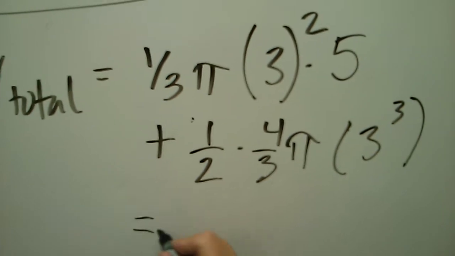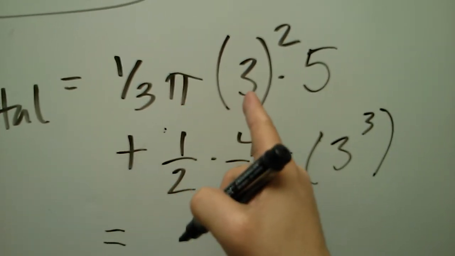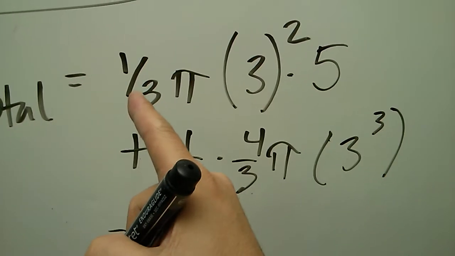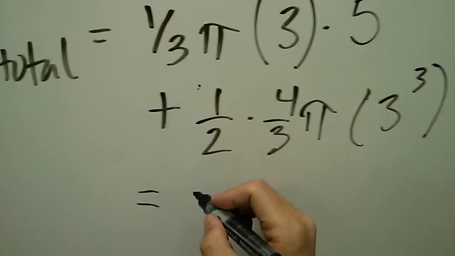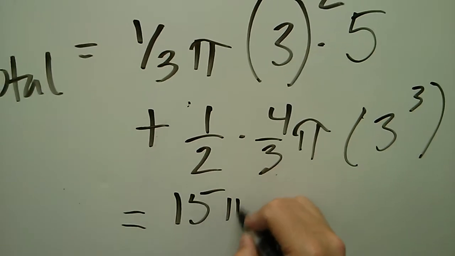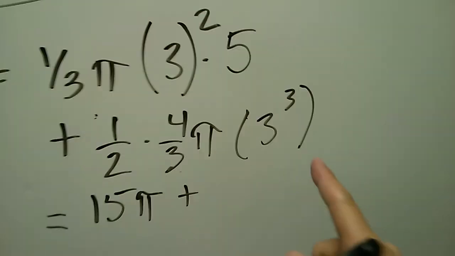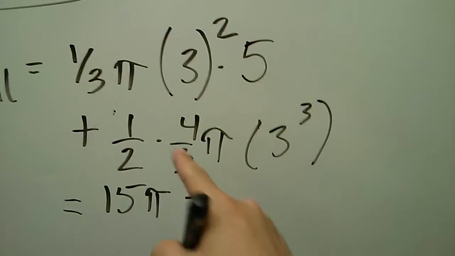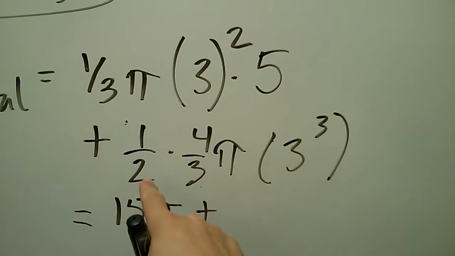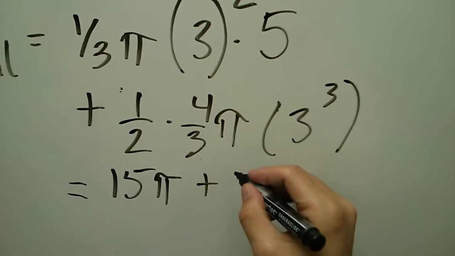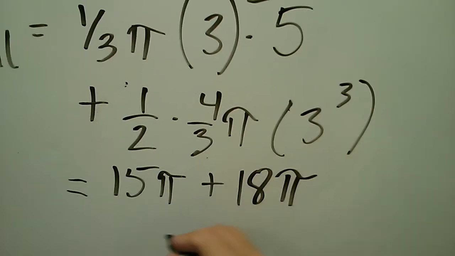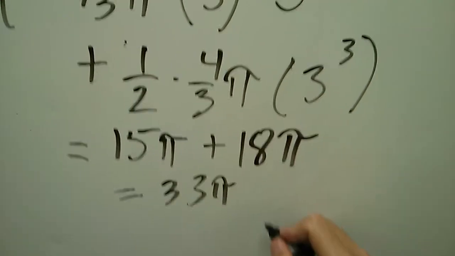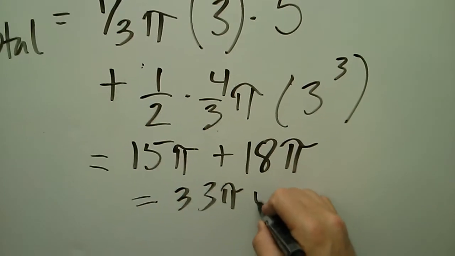Then we just simplify this. 1/3 pi times 3 squared times 5. 3 squared is 9. 9 divided by 3 is 3. 3 times 5 is 15. So if you simplify that, it's 15 pi plus 3 cubed is 27. Divided by this 3 here makes it 9. 4 divided by 2 is 2. So 2 times 9 is 18 pi. You add those up and you get 33 pi. And the units, again, are volume, so it's going to be units cubed.